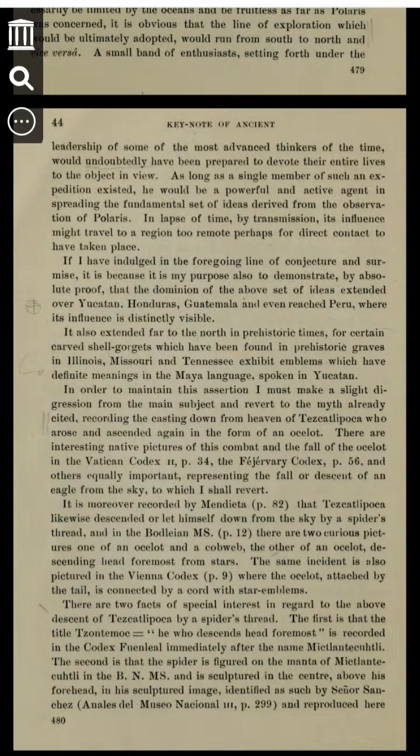It also extended far to the north in prehistoric times. Now, peep this. Prehistoric, before history was recorded, right? For certain carved shell gorgets, which have been found in prehistoric graves in Illinois, Missouri, and Tennessee, exhibit emblems which have definite meanings in the Maya language spoken in Yucatan. So what that's telling you, right?